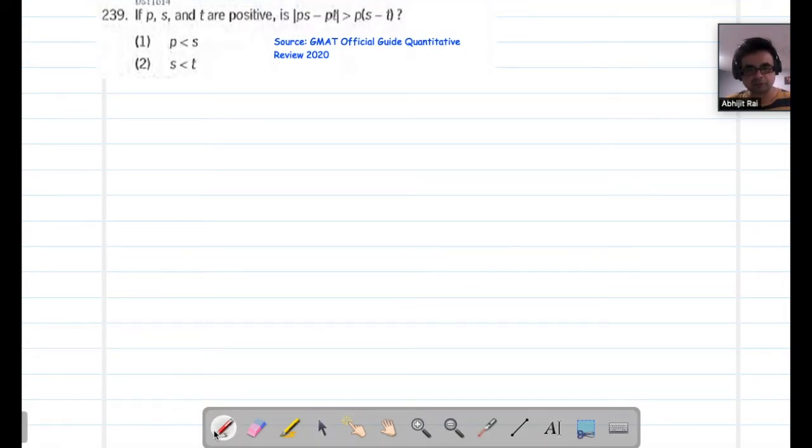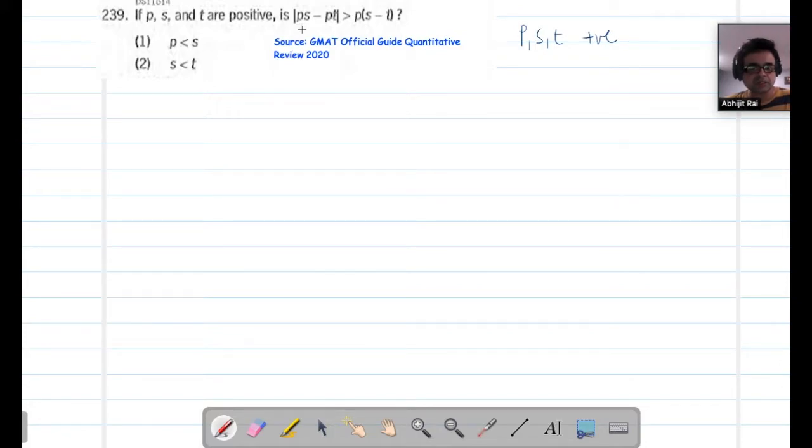So there is some very important information given here. We are given that P, S, and T are all positive. Almost something that is never given out there. So P, S, T are all positive. And I think this is the most important information given to us.